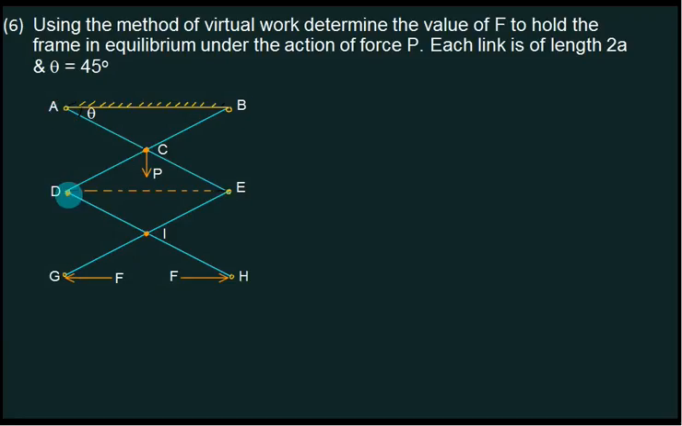B to D is 2a. D to H is 2a. E to G is 2a. He has not given any weight for this one, so I have only considered these two forces and we assume the members are massless. Now here also this point is fixed and this point is fixed.